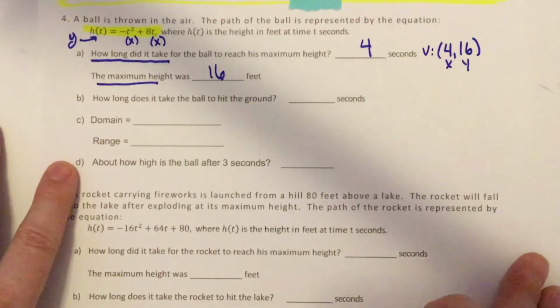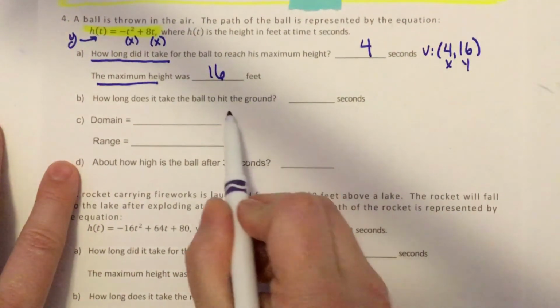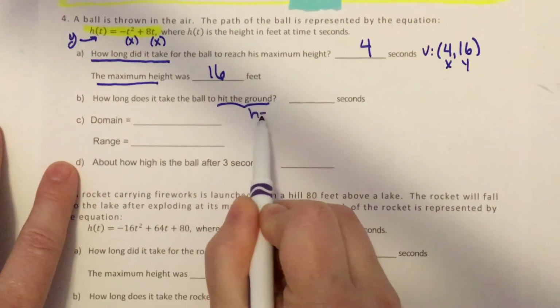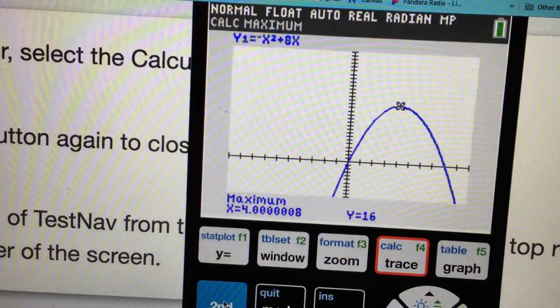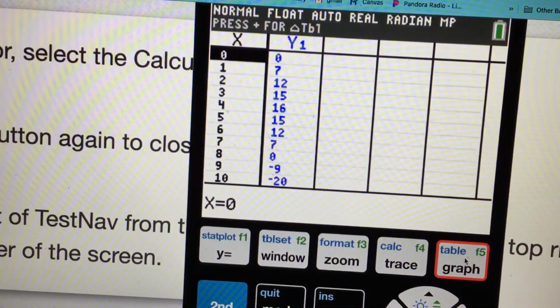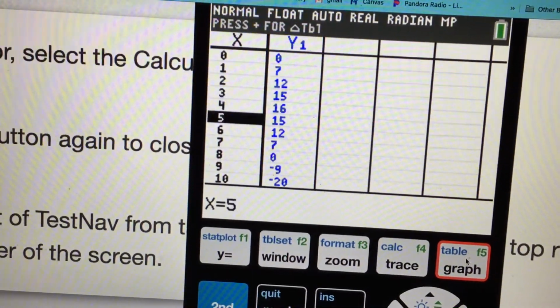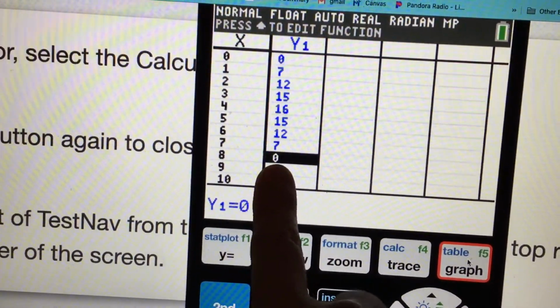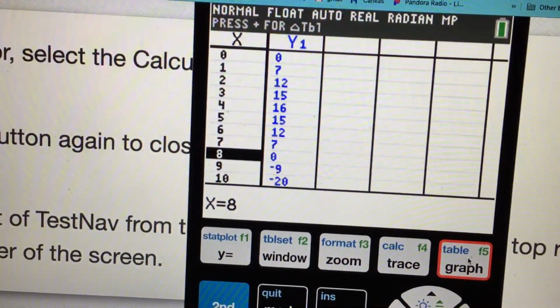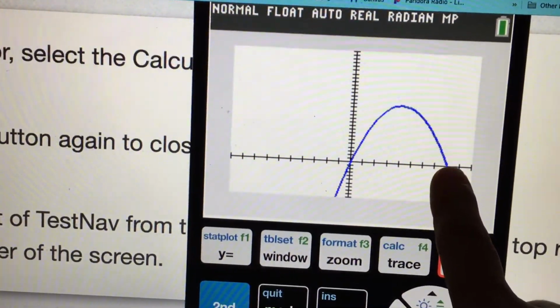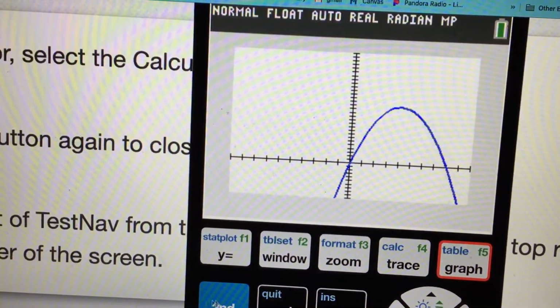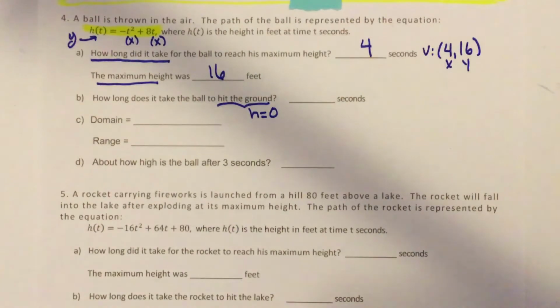Okay, the next one wants to know, how long does it take to hit the ground? So I know when something hits the ground, the height is 0. All right, so let's go to our table and look for a 0 in the y column. So second graph, and this is time 0, so I don't want that. Here it is. It's going to hit the ground at 8 seconds. And if I looked at the graph, that looks like 1, 2, 3, 4, 5, 6, 7, 8. Yep, at 8 seconds, the height is 0. And you can see it from your table too. So the answer to this is 8 seconds.